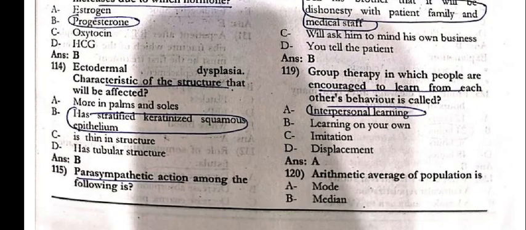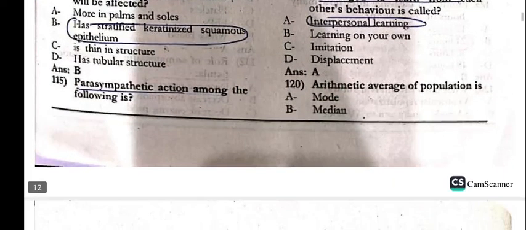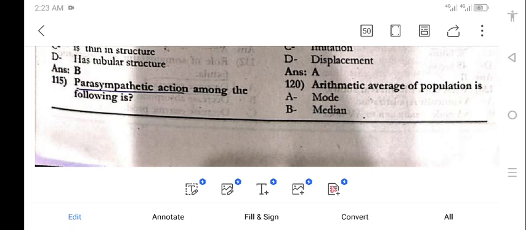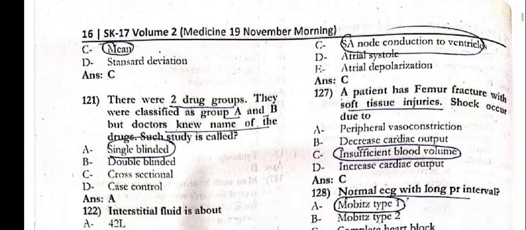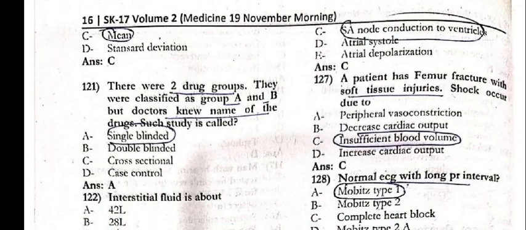119, the group therapy in which people are encouraged to learn from each other's behavior is called interpersonal learning. The arithmetic average of the population is basically the mean. 121, there were two drug groups. They were classified as group A and group B, but the doctors knew the names of the drugs. Such a study is called a single blinded study.